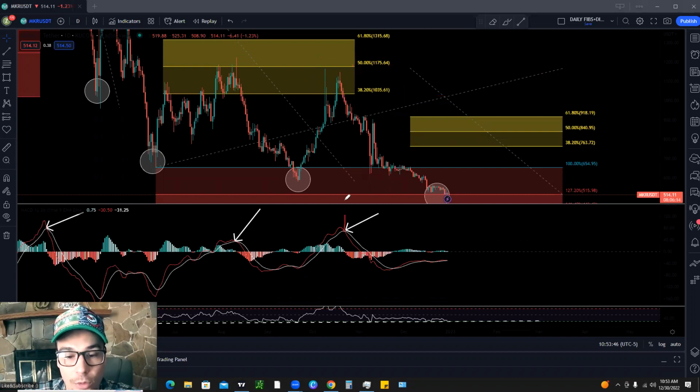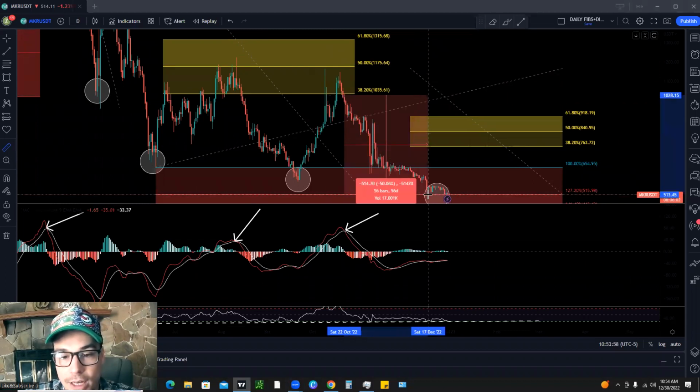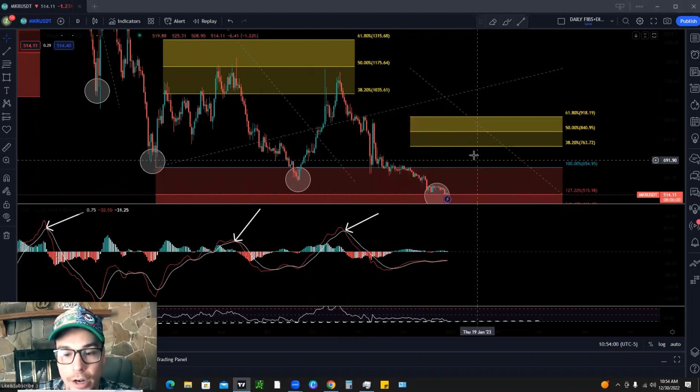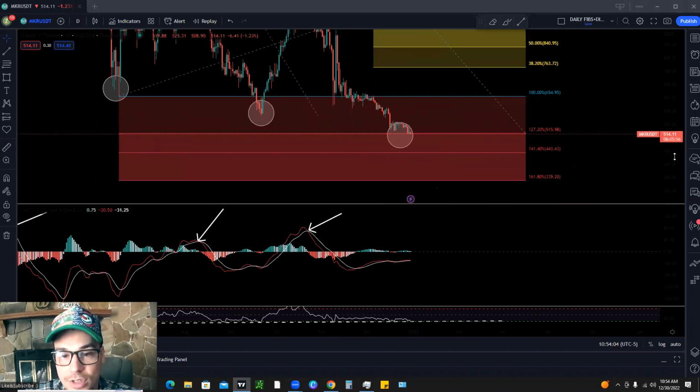And what do we see? We get a MACD sell signal right here. And a lot of times it's coinciding with breaking this level right here. And ultimately we get another very sharp drop to the downside, right? From the highs to the lows right there, that's a 50% drop. All right. And currently we're at a major support level of 515.98.